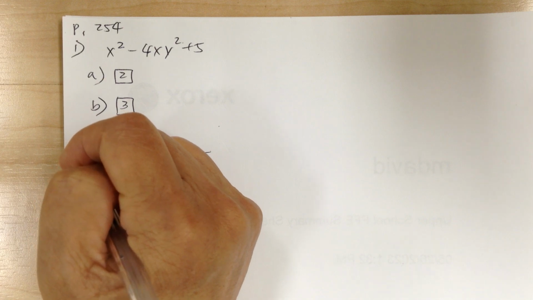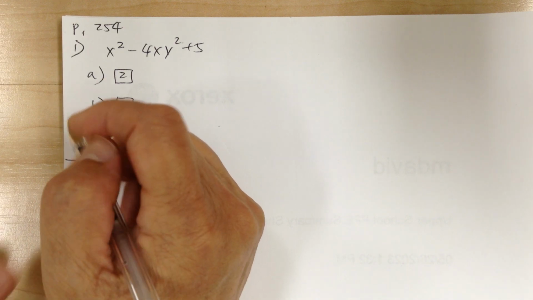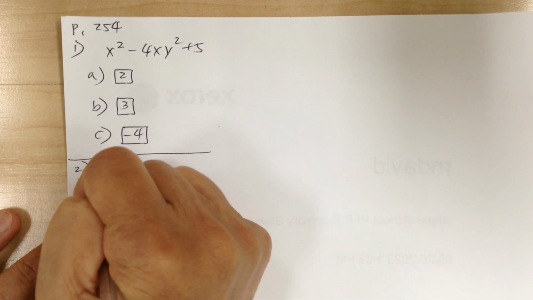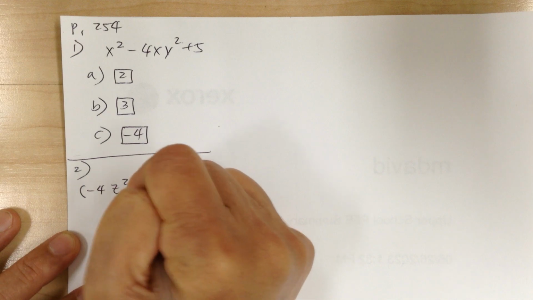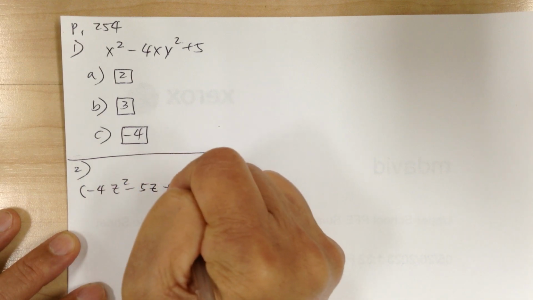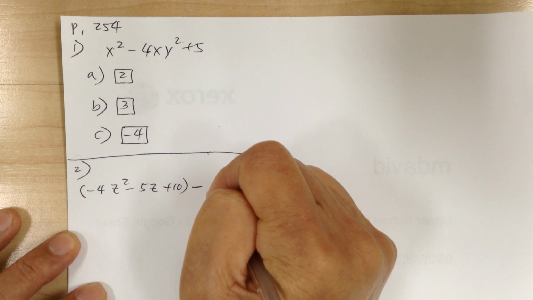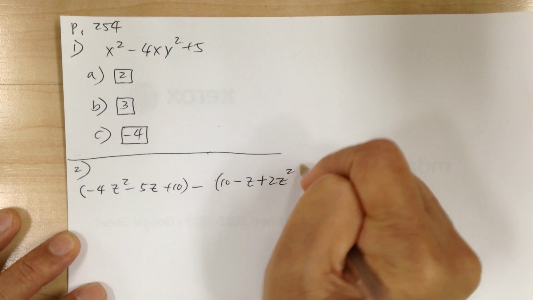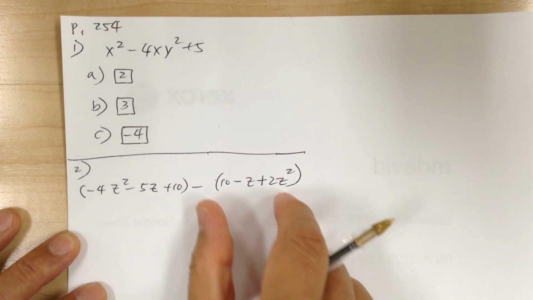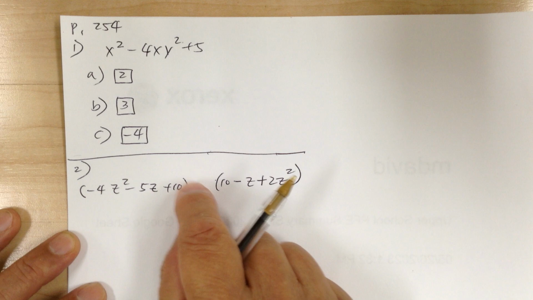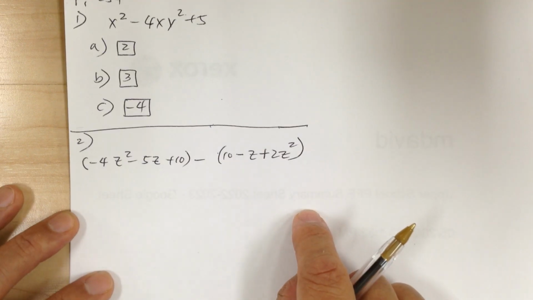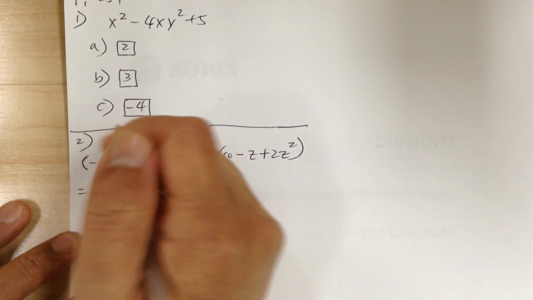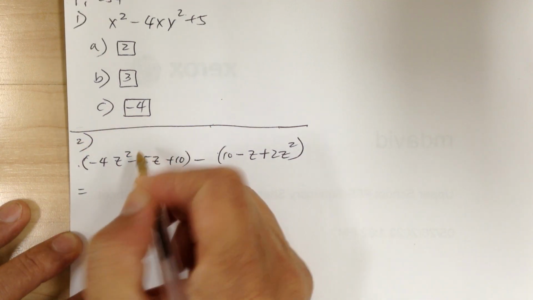Okay, number 2, you're going to subtract the first parentheses from the second parentheses. So when you're doing a translation, you have to do the -4z squared minus 5z plus 10 minus 10 minus z plus 2z squared. So you can just subtract the first parentheses from the second parentheses. And after that, you need to get rid of parentheses, so multiply whatever is in front. So 1 times this would be the same.